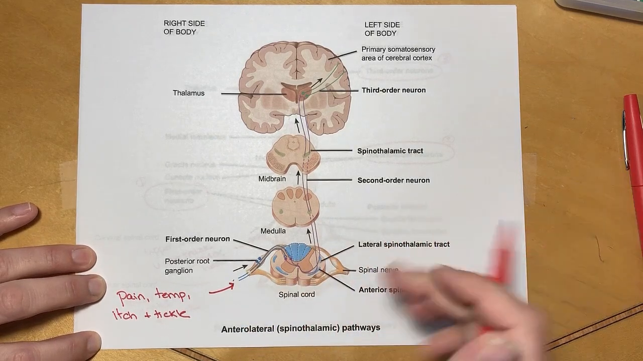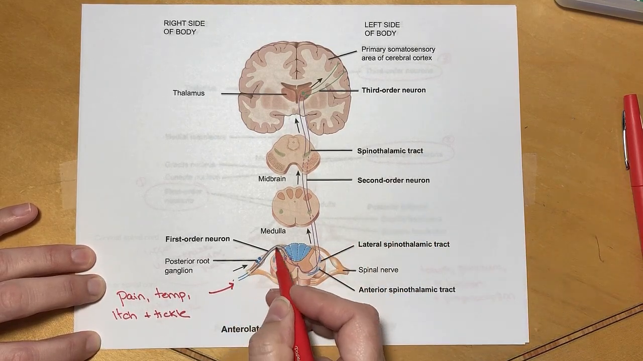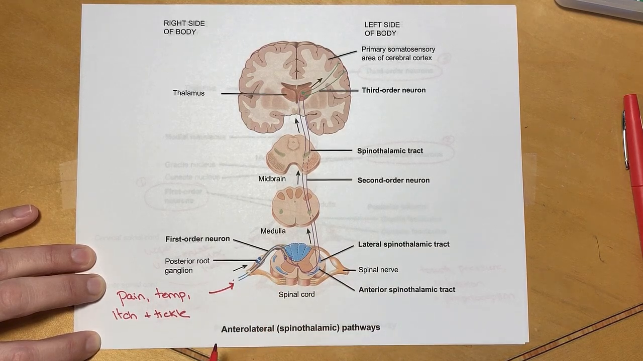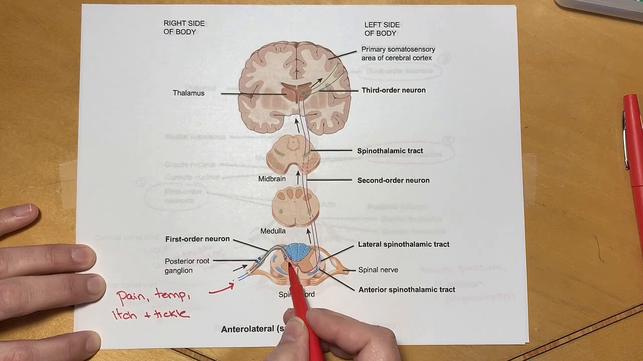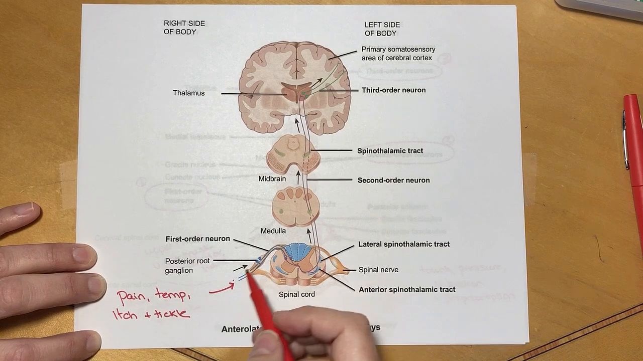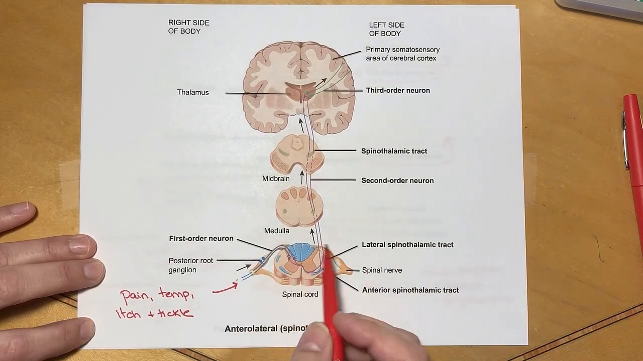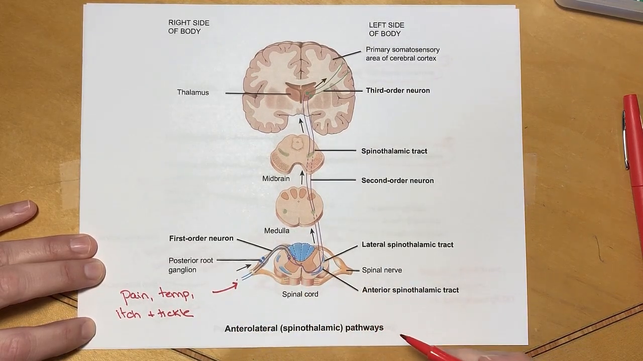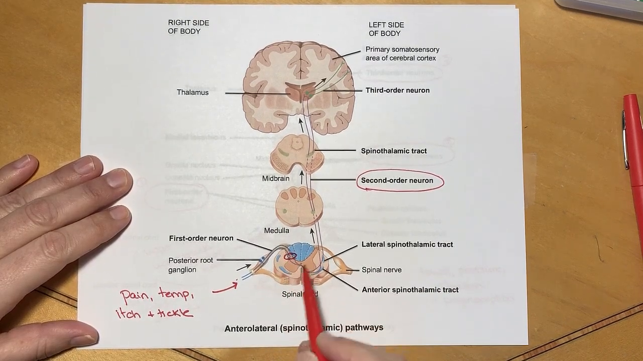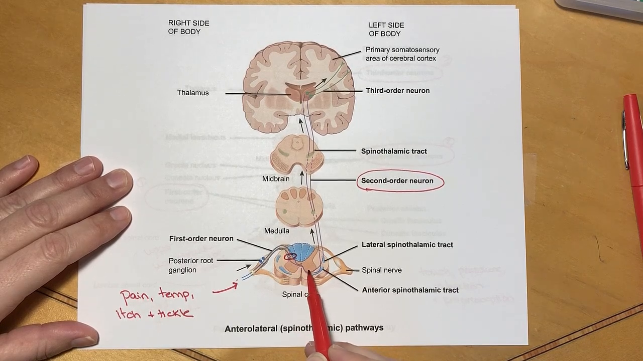So if you're feeling pain, the information is going to come in, and that first order neuron is going to synapse right there in the posterior gray horn. Our second order neuron is going to start right there in the spinal cord segment. So the first order neuron isn't as long as in the posterior column medial lemniscus pathway. The first order neurons are going to synapse with second order neurons, which are going to decussate right there. They're going to go through the gray commissure at that particular spinal segment.